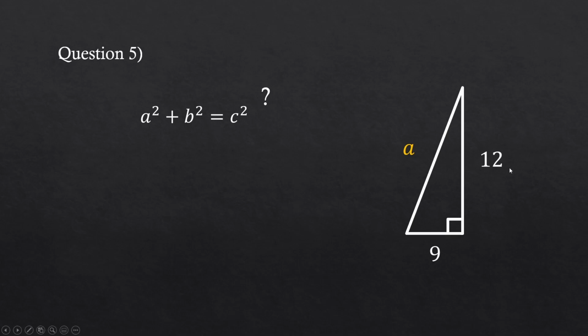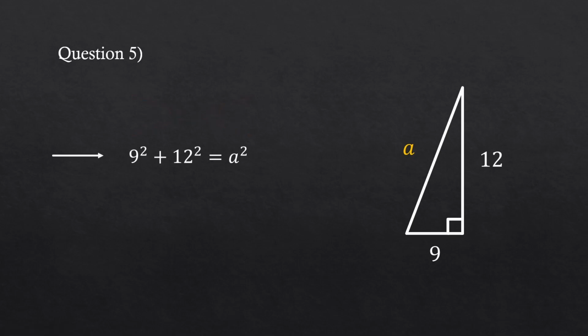In this question, A is the hypotenuse, right? So this equation is wrong. We have to write it like this. 9 squared plus 12 squared should equal A squared. So I just wanted to warn you that A is not always on this side. Be careful.